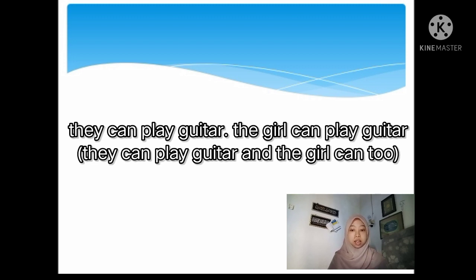3. They can play guitar. The girl can play guitar. Or they can play guitar and so can the girl. Or they can play guitar and the girl can too.